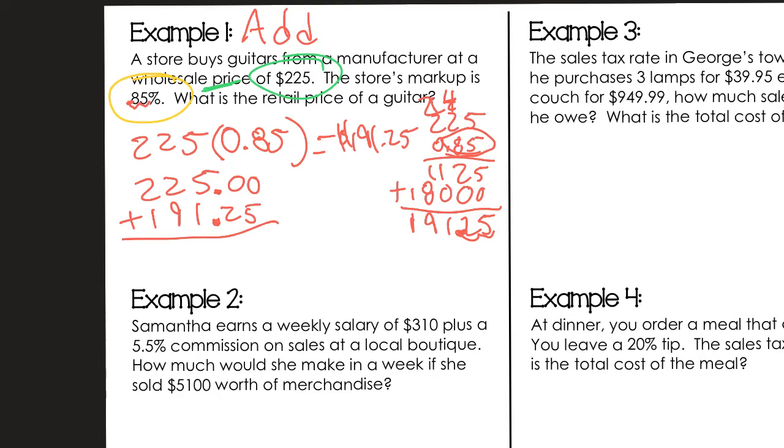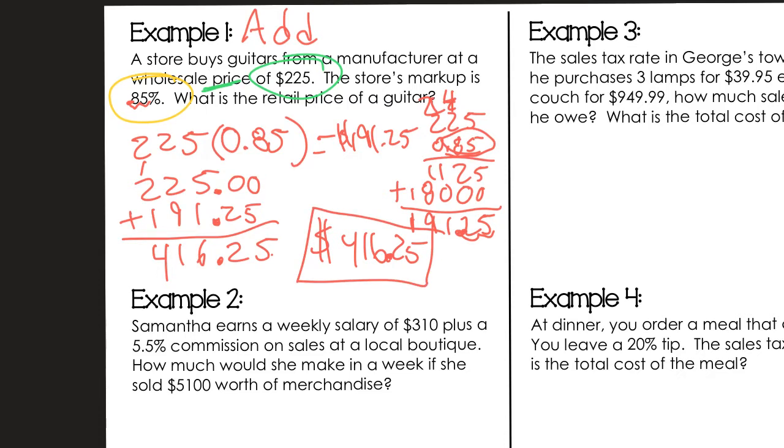So I've got 0 plus 5. There we go. 5. 0 plus 2 is 2. Keep the decimal points lined up, right? 5 plus 1 is 6. 2 plus 9 is 11. 1 plus 2 plus 1 is 4. So 416. So that is my total now, because I've added the 85% to the 225. So my final price of the guitar is 416.25.